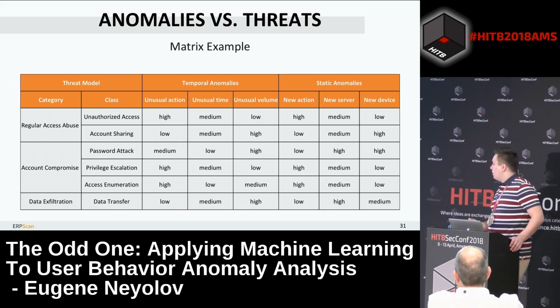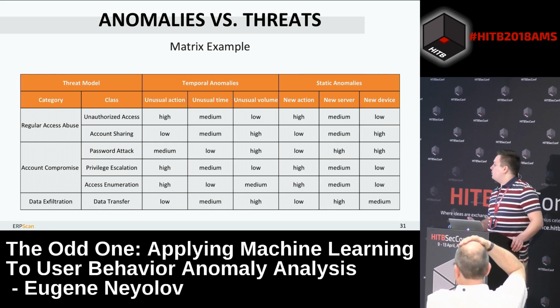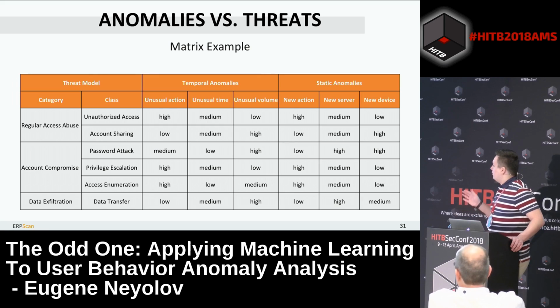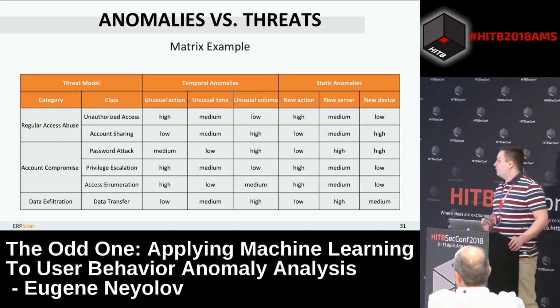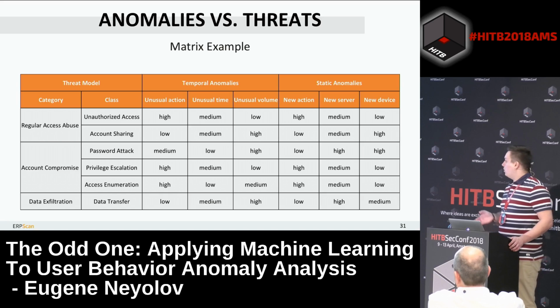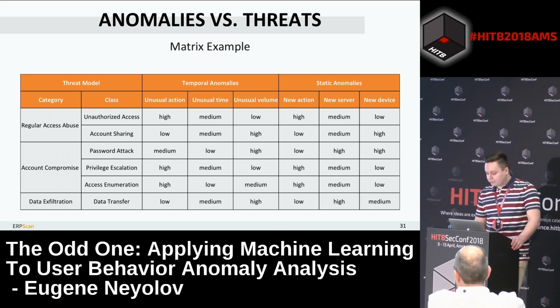So what you want to see in your matrix is a big number of highs and mediums, which means that the columns are what we can detect with the algorithms, and the lines are what we want to detect. So if we see many lows, it means that we cannot detect this scenario with the existing tools. So we rather need to redesign our threat model or find some other technical ways to detect this.